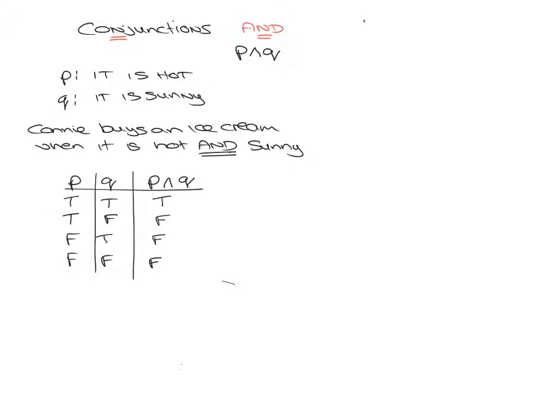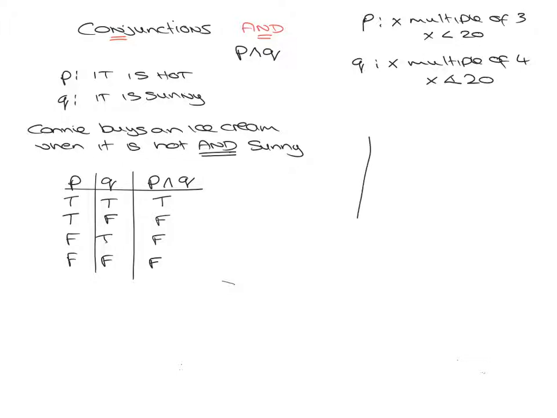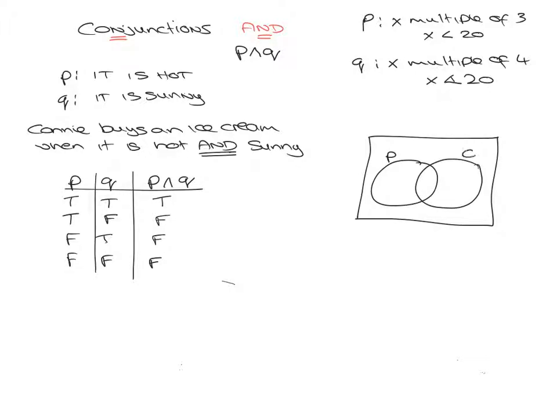If we look at it in terms of sets, if we define P where X is a multiple of 3 and X is less than 20, and Q is defined as a multiple of 4, also less than 20, if we were to draw this up as a set, there's our P, there's our Q.